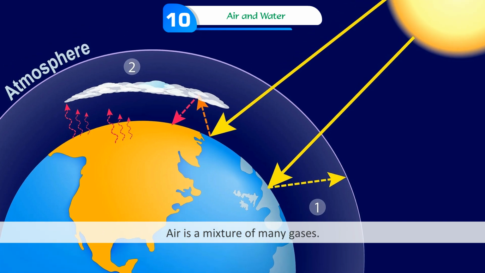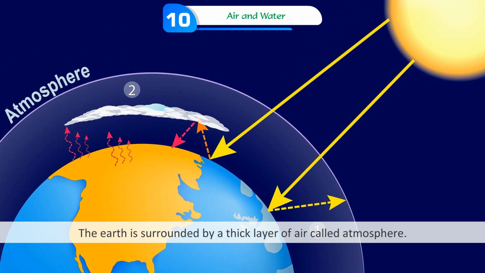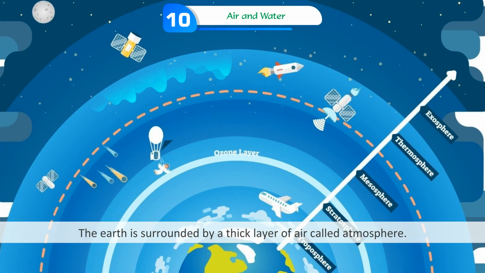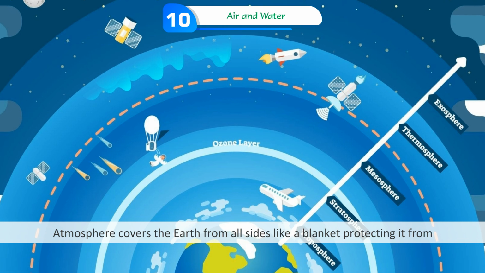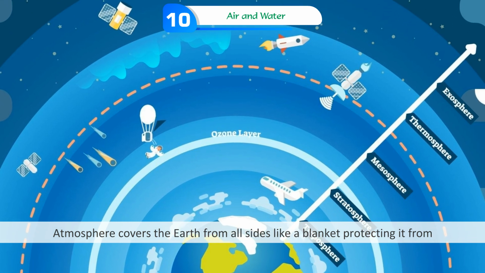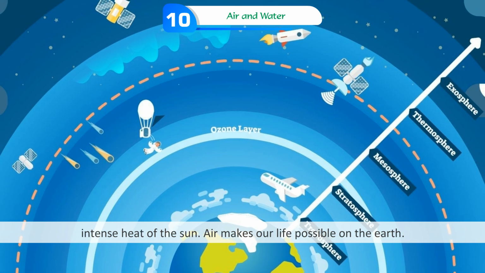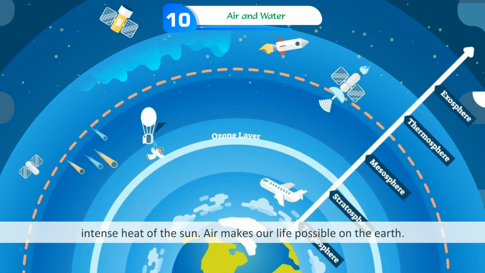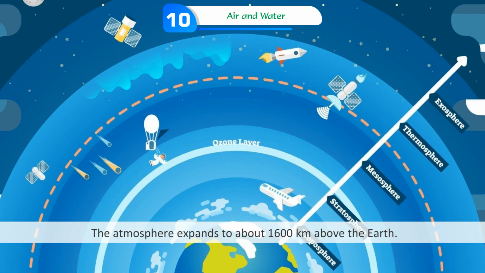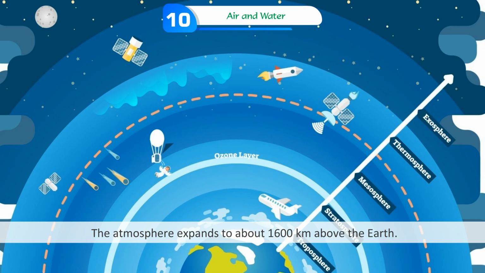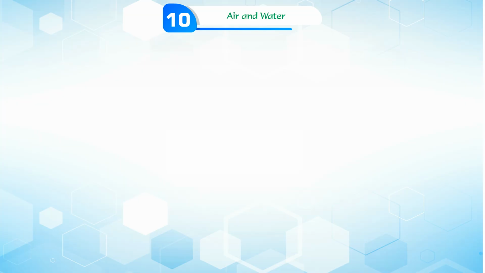Air is a mixture of many gases. The earth is surrounded by a thick layer of air called atmosphere. Atmosphere covers the earth from all sides like a blanket, protecting it from intense heat of the sun. Air makes our life possible on the earth. The atmosphere expands to about 1,600 kilometers above the earth.